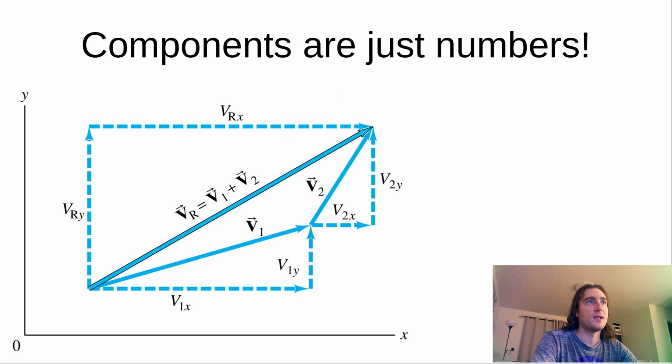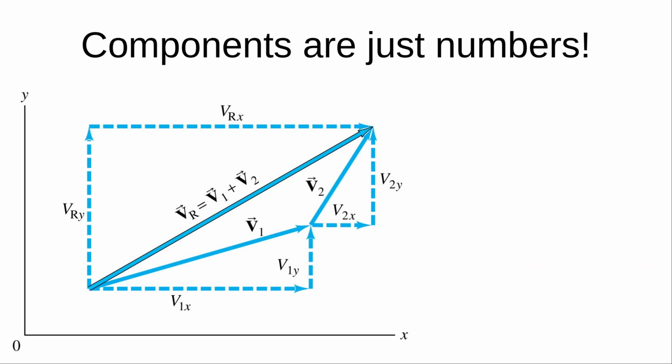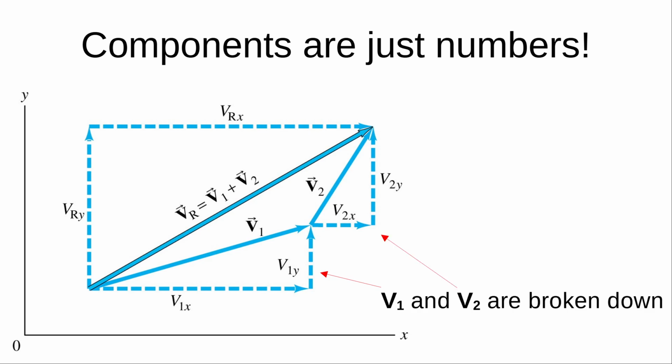It's important to remember that components are just numbers, but vectors are vectors, right? So we can add vectors graphically, as we can see here from the vector v1 plus v2, giving us this resultant vector v sub r. But it's actually nice to just break down the vectors v1 and v2. Here we have v1x and v1y for v1, and here we have v2x and v2y. And we can see that if we add up each of the components, for example the two x components, we get vrx. And if we add up the two y components, v1y and v2y, we get vry.